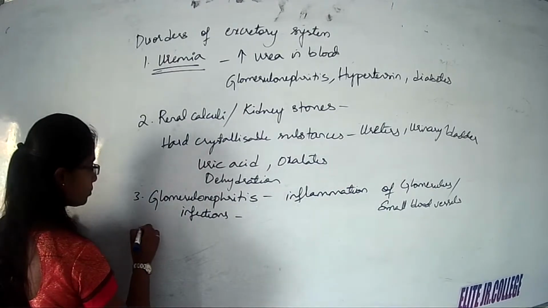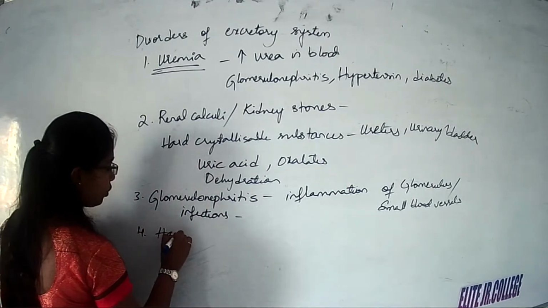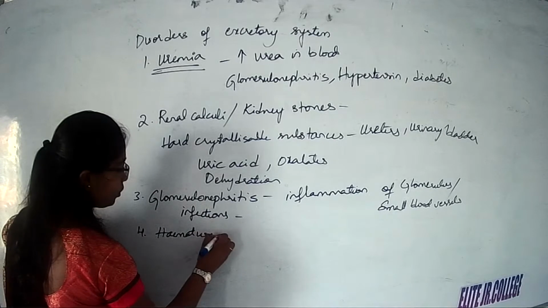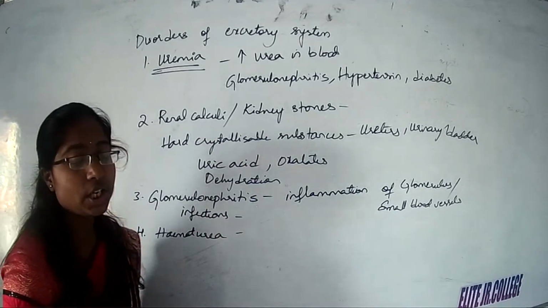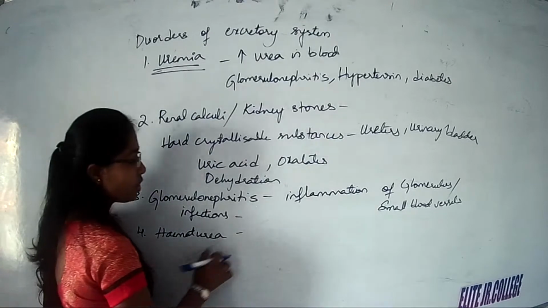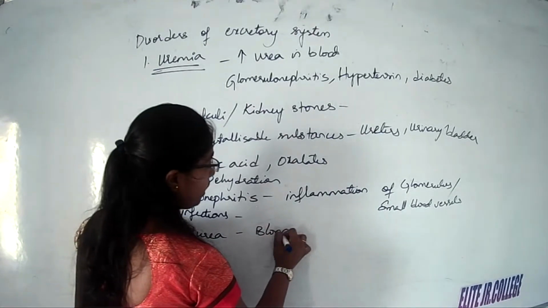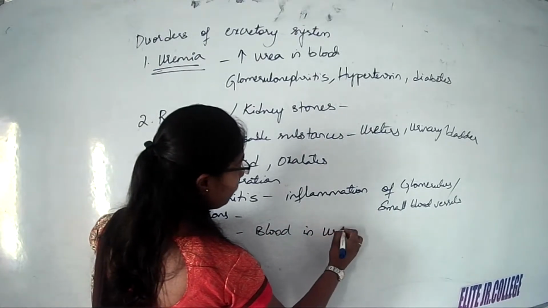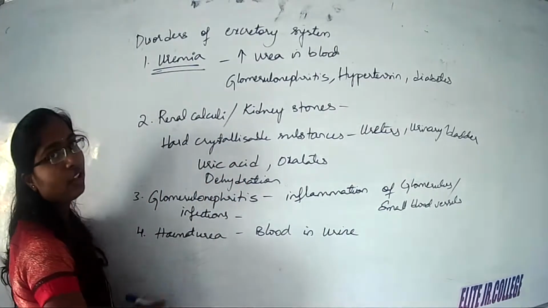Then hematuria. Hematuria is a condition where there is blood in the urine. Blood in urine is called hematuria.